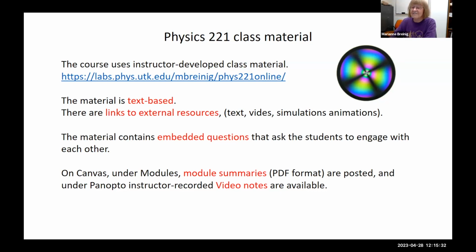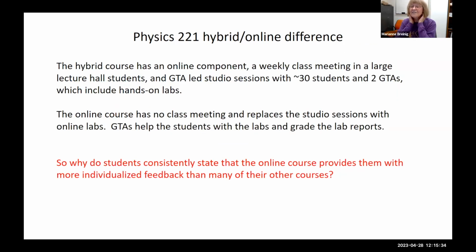So that's kind of the class structure. What's the difference between the hybrid and the online course? Well, the hybrid course has this online component. The students still have to work reading the materials, looking at the videos, following some of the links. But they also have a weekly class meeting in a large lecture hall, one class meeting in a lecture hall, like a Tuesday, Thursday class meeting. And then they have GTA-led studio sessions.